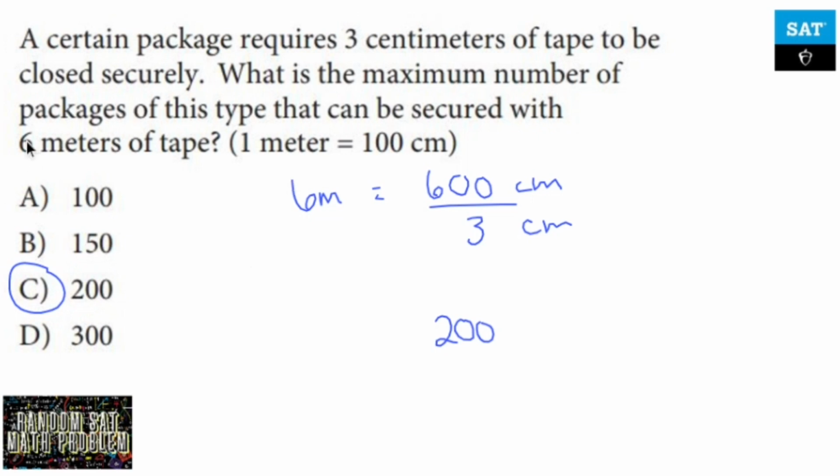What they should have done is they should have given you 2, because a lot of people might not remember that it's dealing with meters and centimeters in the conversion. But they don't do that. We have what we have, and we have 200. The answer is C.